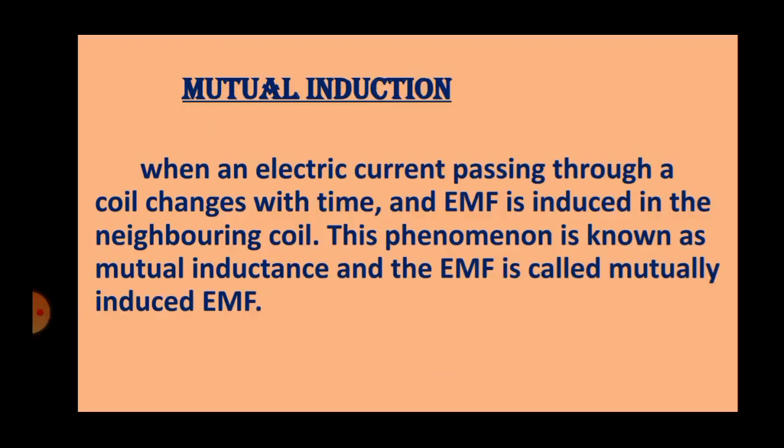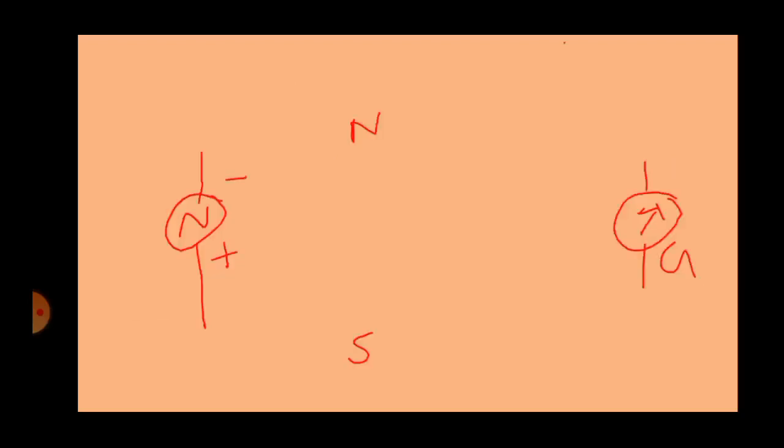So students, in another definition, when an electric current passing through a coil changes with time and an EMF is induced in the neighboring coil, this phenomenon is known as mutual inductance and the EMF is called a mutually induced EMF. Listen to it. Okay.